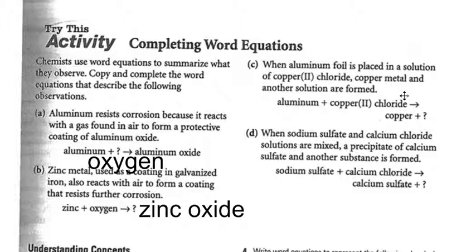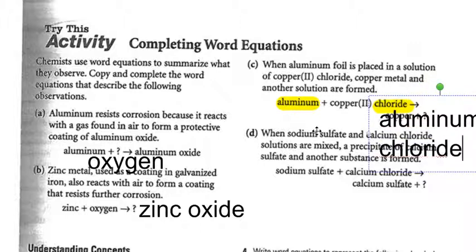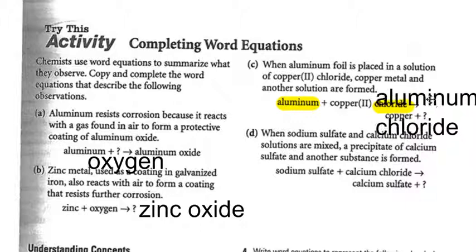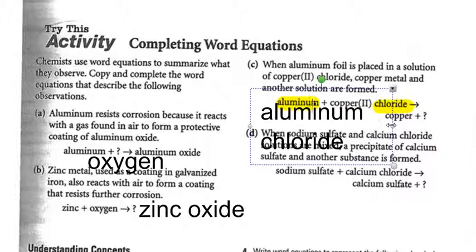Let's wait for the bell to finish. Copper metal and another solution are formed. So this is aluminum combined with copper 2 chloride yields copper, and you can see what happens here. Basically, the copper will be out by itself, and aluminum and chloride combine with each other to give aluminum chloride. So that's the product over on the right hand side there.